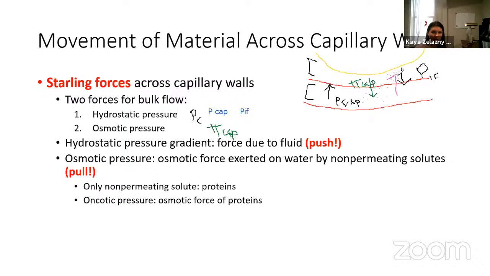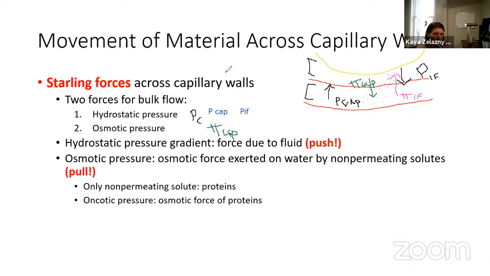So this pull of these proteins dissolved in this interstitial fluid is the osmotic pressure of our interstitial fluid. So that's pi IF. Okay.